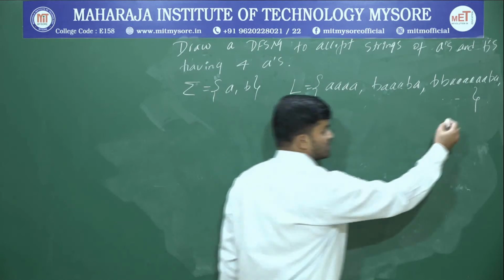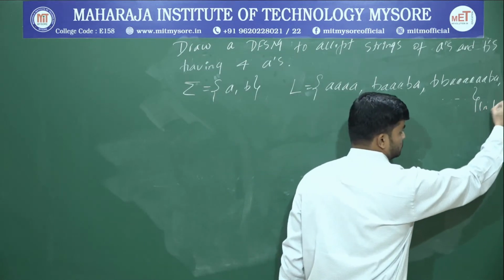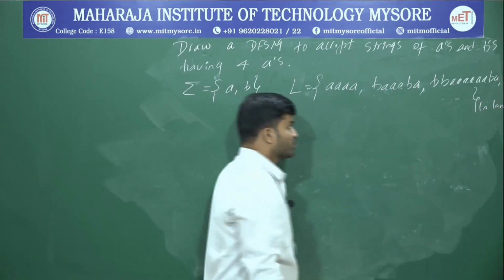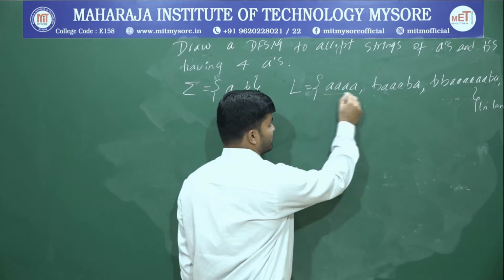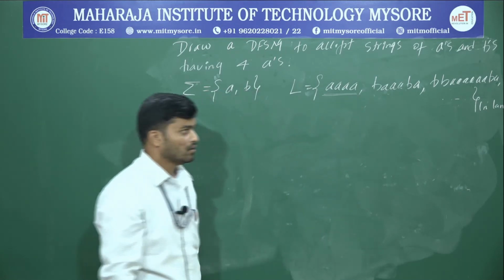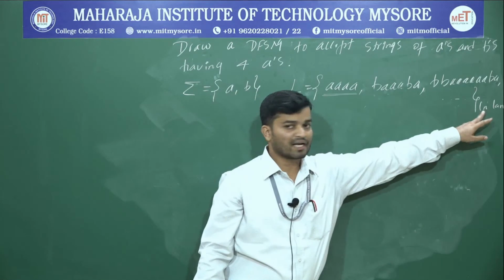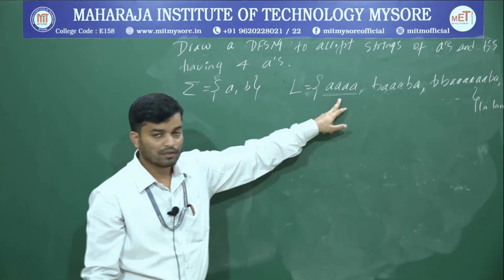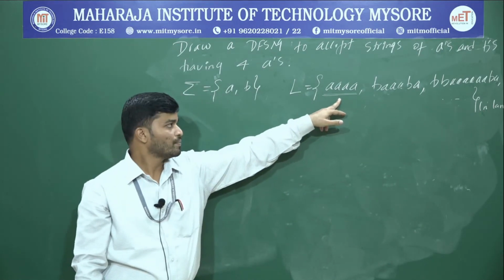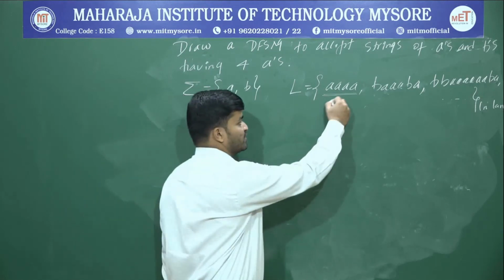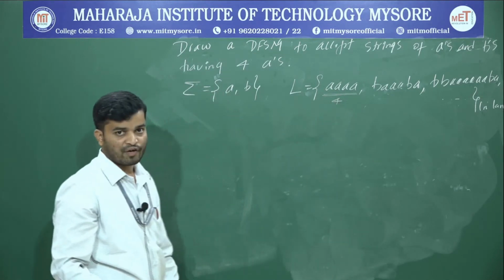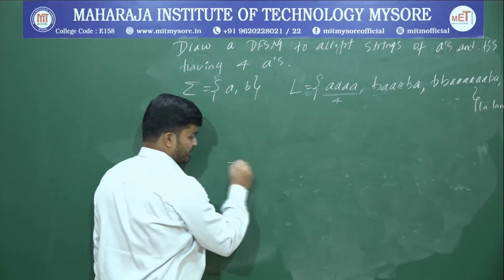So what's the type of the language? Infinite language. If the language is infinite, we look at the minimum length string. What's the size of the minimum length string? 4. If it is 4, then 4 plus 1, how many states? 5 states. Construct 5 states.